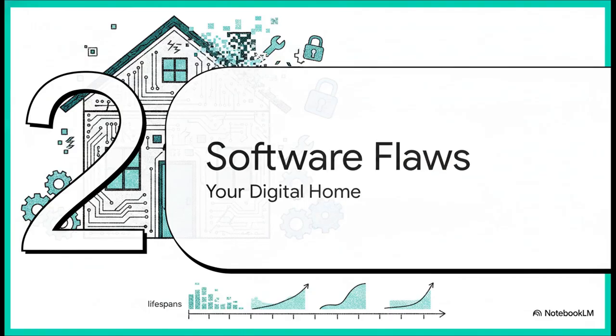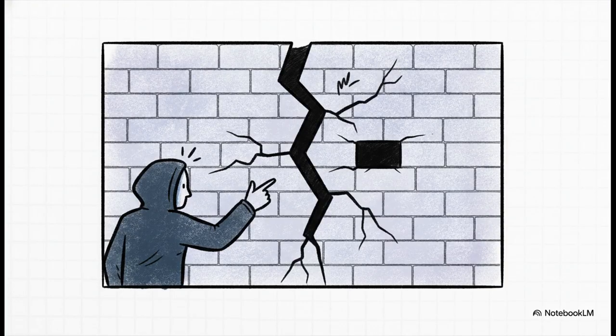Moving right along to part 2, software flaws and lifespans, basically the structure of your digital home. Think about it like this. Every piece of software you use is essentially built with digital bricks and mortar. Vulnerable software happens when there are flaws or weaknesses in that underlying code or design. It's literally a structural defect in your walls. Attackers are constantly prowling around looking for these exact weaknesses to exploit just so they can gain unauthorized access, disrupt your day-to-day operations, or launch other malicious attacks.